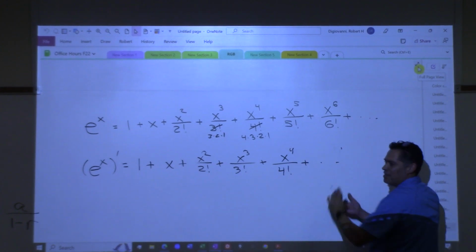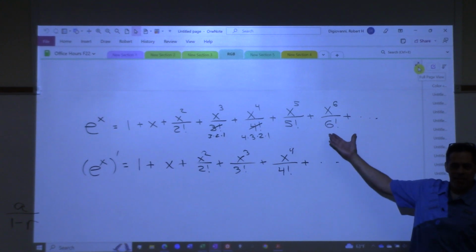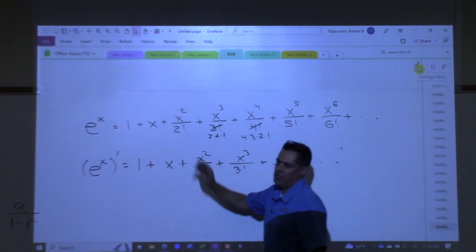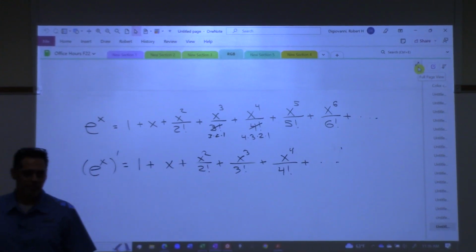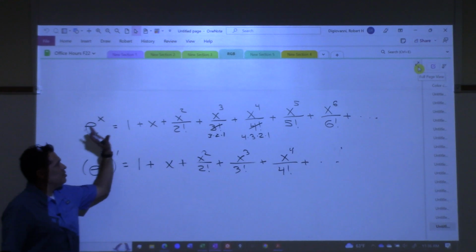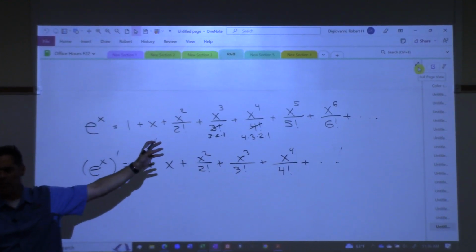And guess what? What is that? That's the same thing. Oh, yeah. It's the same exact series. Exactly the same. This is the only function that does that. There's no other power series that when you take its derivative, you get the same power series you started with, except that one.